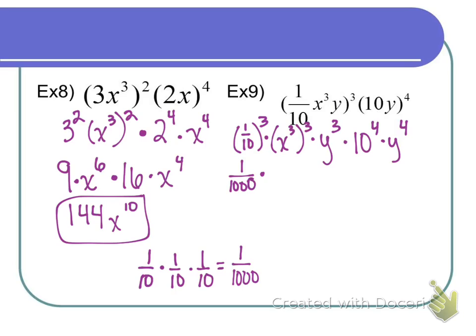Jaquan, when we take x cubed cubed, what do we get? X to the 9th, good. We take a power and raise it to a power, we multiply them. All right, there's nothing we can do with y cubed. It's just going to have to stay y cubed for right now. We can do something with 10 to the 4th. 10 times 10 times 10 times 10, what do we get? 10,000. And then again, on the end there, y to the 4th cannot change right now.